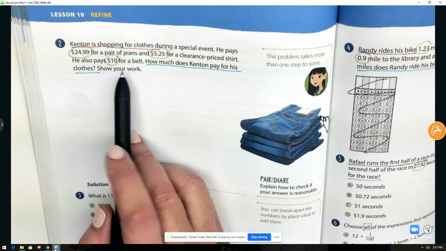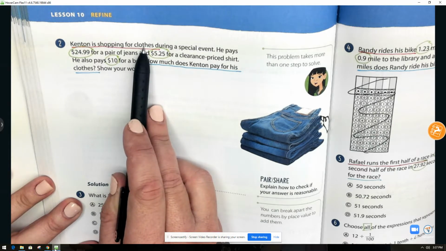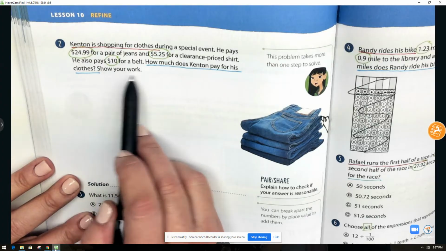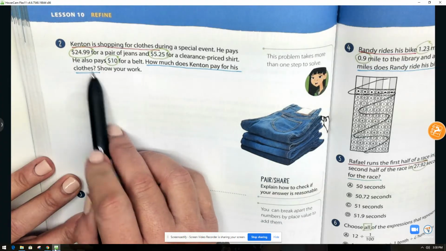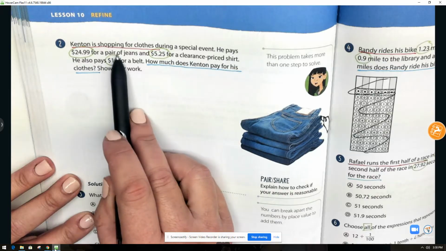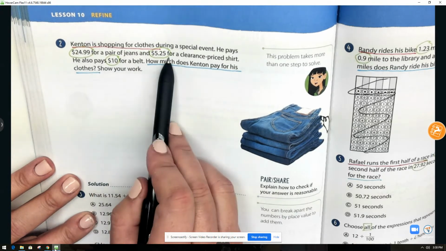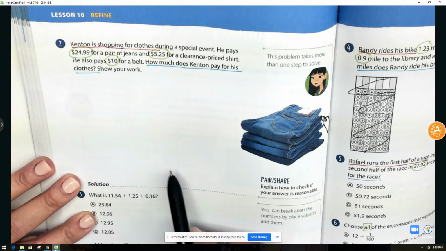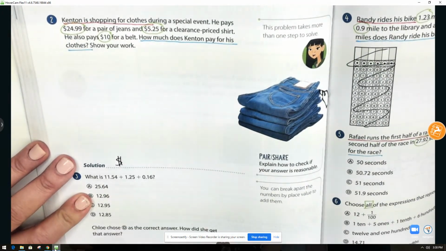So this question is talking about Kenton who's shopping for some clothes. He's a much better clothes shopper than the guy last week who was spending over $100 on two things. So we want to know how much Kenton pays for his clothes. He pays $24.99 for the jeans, $5.25 for the shirt, and $10 for the belt. Don't forget to add in that belt. A lot of people sometimes just add those two and forget about the belt. Use whatever strategy you want, add the three all together, and then tell me how much money Kenton spent.